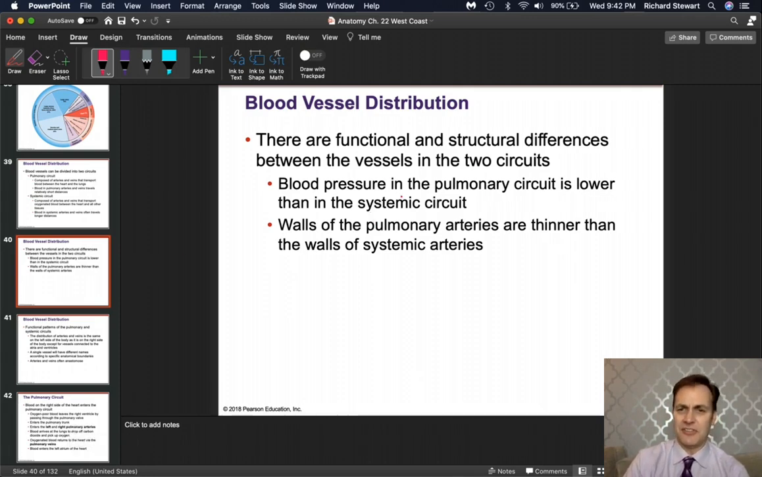As far as the differences, all you need to really understand is the pulmonary circuit is going to have lower pressure than systemic because we're just going through the lungs. Systemic has to push it all the way through the body. Now, don't get me wrong, you can get pulmonary hypertension, but we have a serious problem. Walls of pulmonary arteries are thinner than the walls of the systemic, because it's not going as far.